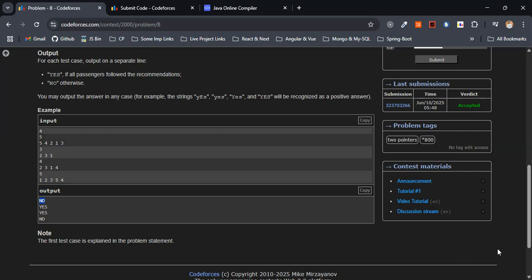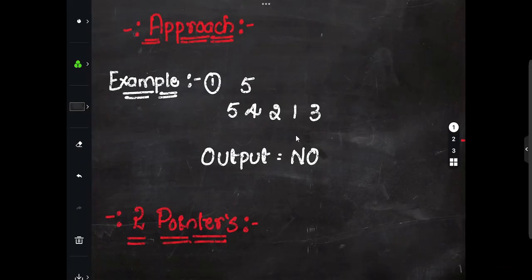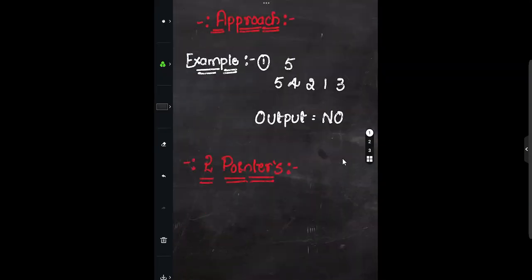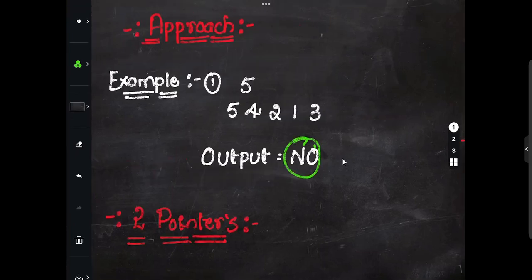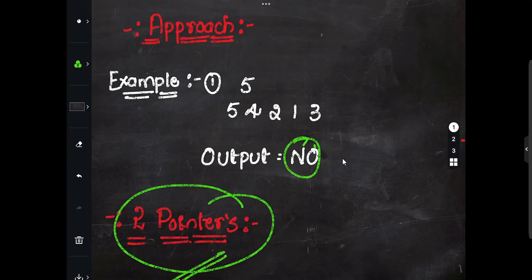Initially, let's discuss the approach. As I said earlier, we are considering the first input, of length 5: 5 4 2 1 3, and we need to get the output no. The first important thing to mention is that we will be going with the two pointers approach, so just keep this in mind.